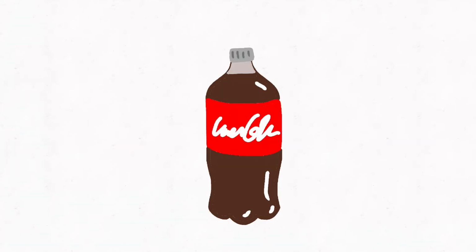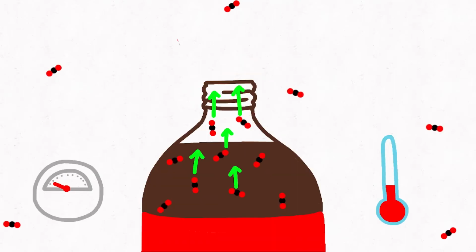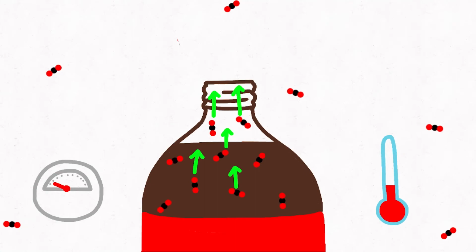Just imagining an ice-cold soda is making me thirsty. Man, I'd love to open one right now. But wait, this seemingly innocent action actually releases the pressure inside the bottle. Equilibrium has been disrupted. Remember from earlier that high pressure and low temperature increase the solubility of carbon dioxide in water. So decreasing the pressure decreases solubility.